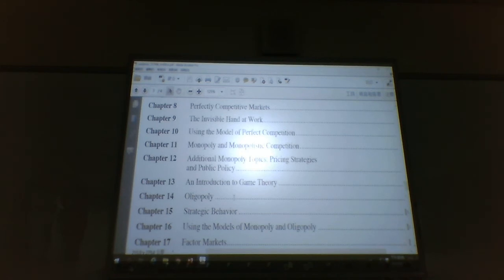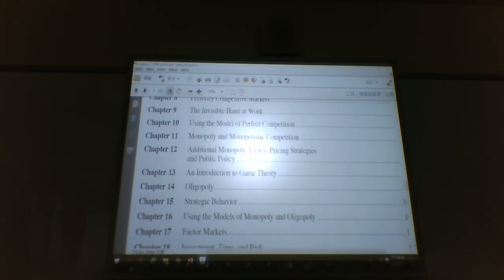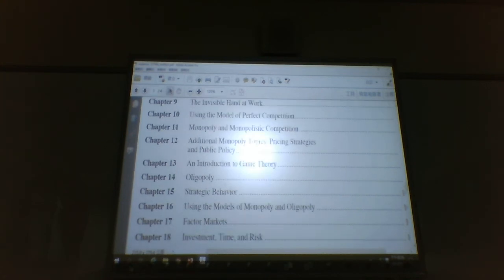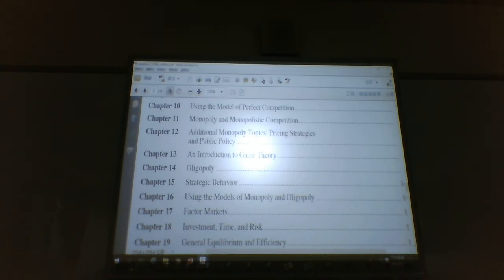And chapter 15 is a little bit more about oligopoly. And so that's called strategic behavior, okay, strategic behavior. And so some of it will be too technical. We will just briefly introduce it. Chapter 16 is about the same, using the models of monopoly and oligopoly, not an easy part of this course. We will just briefly discuss some of the issues there and relate it to some industry issues. So we won't discuss them in detail.